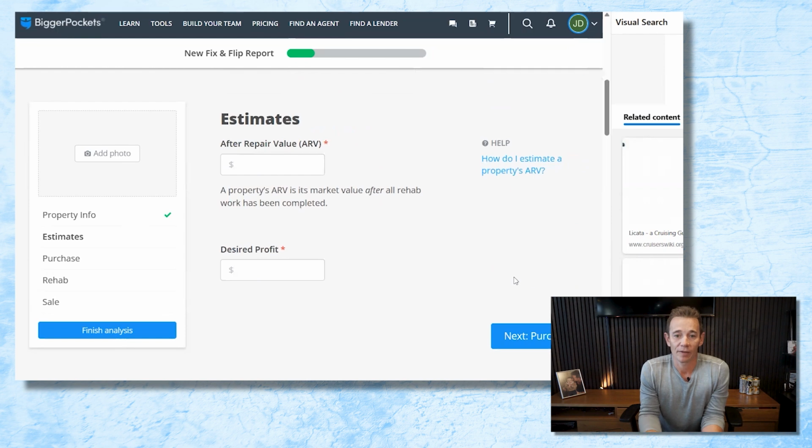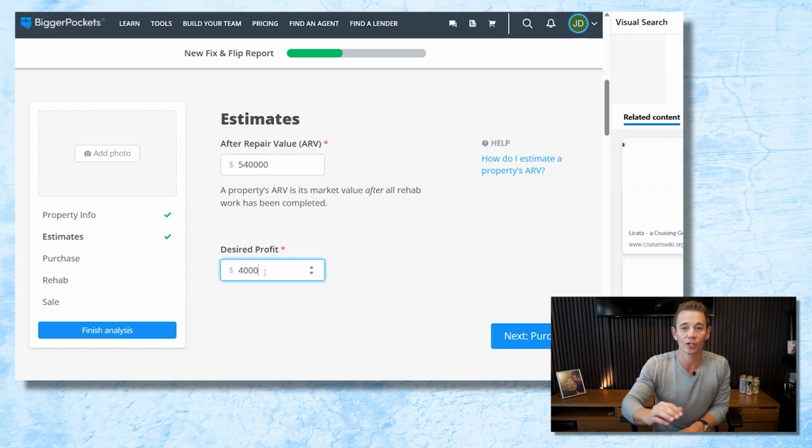Once you input the property information, then it comes down to the estimates. We've already pulled the comparables on the property, and we established that this property was worth $540,000. The desired profit is what we want to make: we are shooting to make roughly a 10% return on the sale price. So for our estimated profit, we're going to shoot for about a $40,000 profit on a property like this. We're going to utilize leverage and get a construction loan.